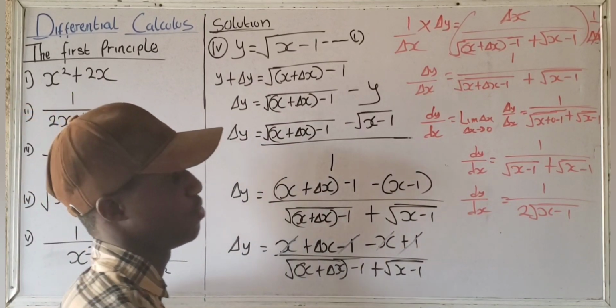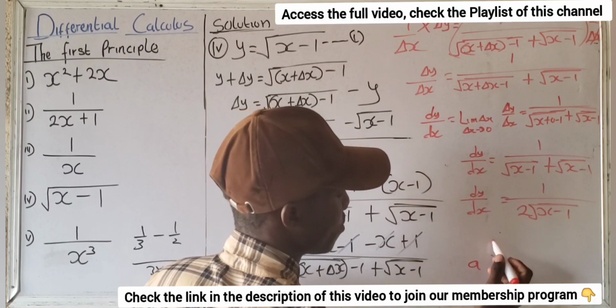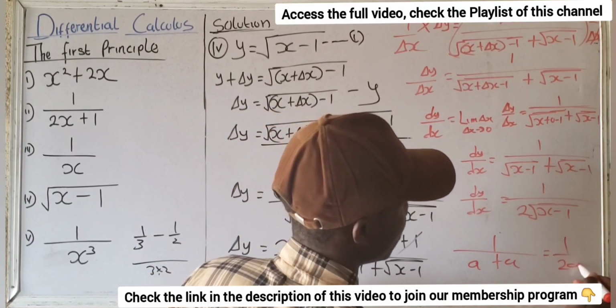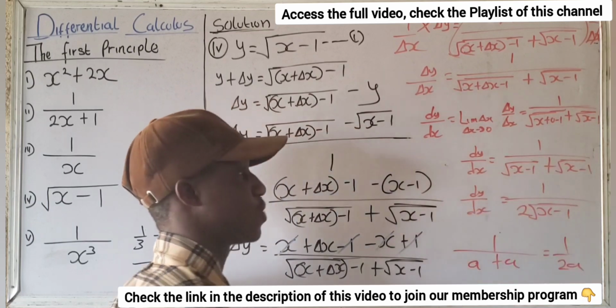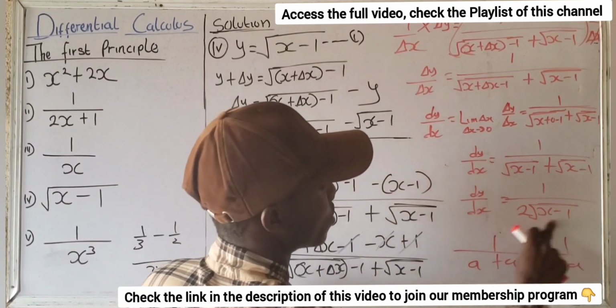What I did here is that I just added this and this together. If you have 1 over a plus a, that will be 1 over 2a. So I have 1 over the square root of x minus 1 plus the square root of x minus 1. That will be 1 over 2 square root of x minus 1.